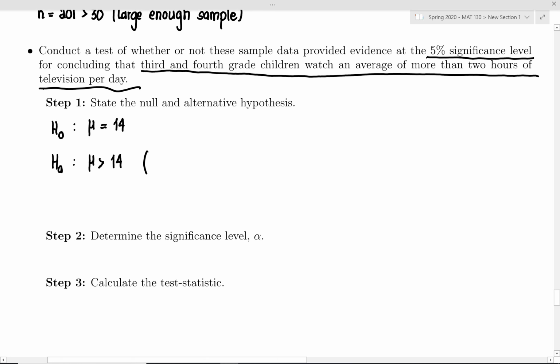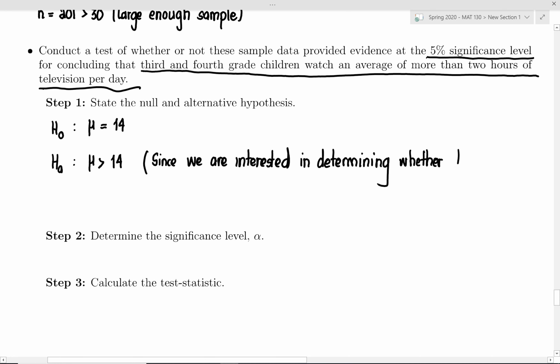This is because the question said, do the children watch an average of more than 2 hours of TV per day? So since we're interested in determining whether they watch more than 2 hours of TV per day, that's our alternative hypothesis. So let me write that down. Since we are interested in determining whether they watch more than 2 hours of TV per day.